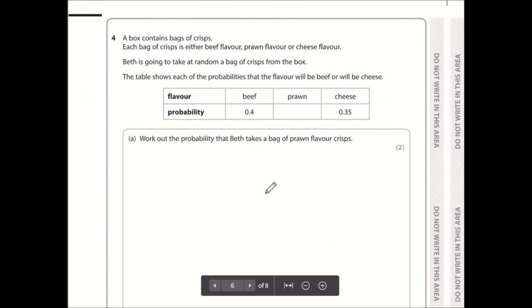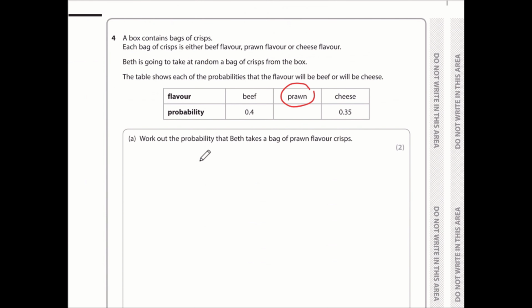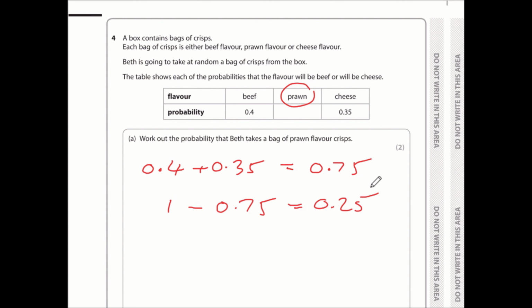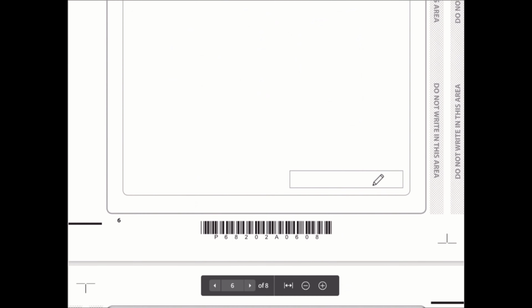Okay, so here we need to work out the probability of prawn. Now we need to remember that the probabilities need to add up to 1. So first of all, what have we got? We've got 0.4 for beef plus 0.35 for cheese, which is 0.75. 1 take away 0.75 is 0.25. So the probability of selecting prawn is 0.25.